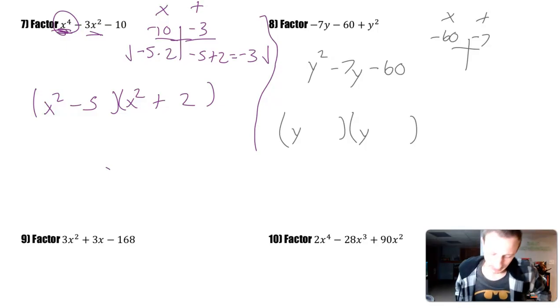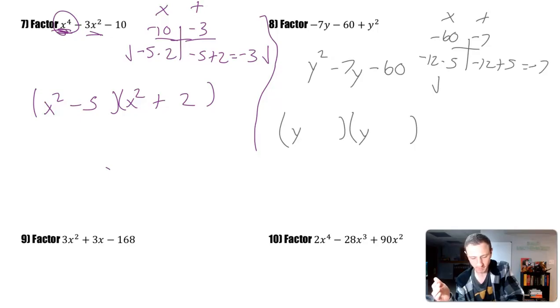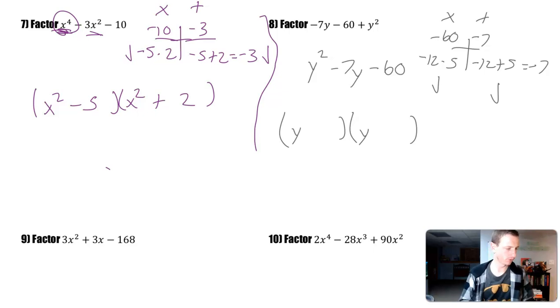Okay, so there it is. I had to do a little bit of work there. So 12 and 5, now I just need to figure out what the sign is going to be. I need it to multiply to a negative, add to a negative. So I need the bigger number to be negative. So negative 12 times positive 5 is negative 60. Negative 12 plus positive 5 is negative 7. There it is. All right. Wasn't too bad. It looked kind of scary, though. So y minus 12 and y plus 5.